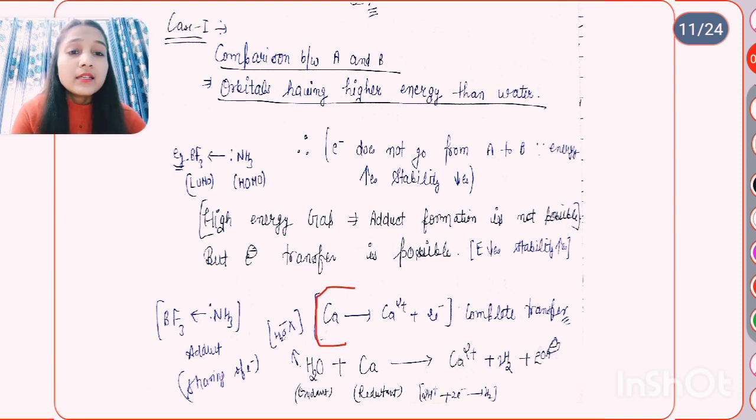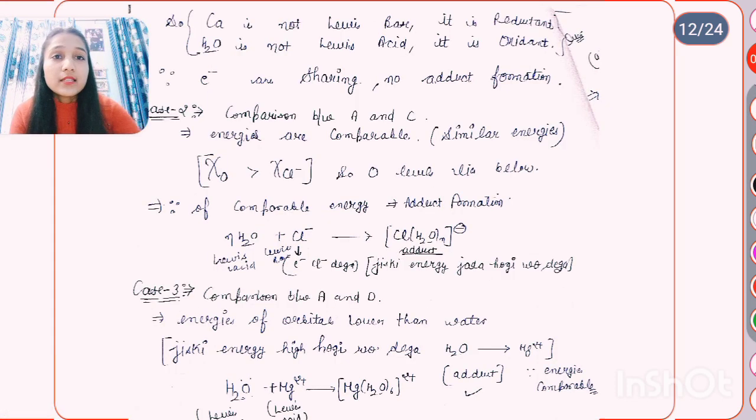So here we simply tell that H2O behaves as an oxidant and Ca behaves as a reductant, because reductant is that which reduces others and oxidizes itself. So here Ca oxidizes itself by donating electron, so it is reductant, and H2O is oxidant. One important thing is also here that Ca is not a Lewis base, it is reductant, and H2O is not a Lewis acid, it is oxidant, because electrons are transferred, no adduct formation, due to high energy gap.